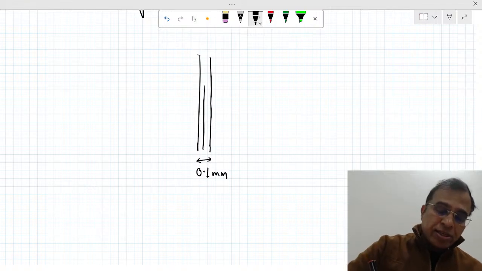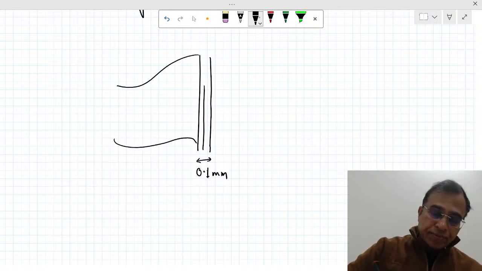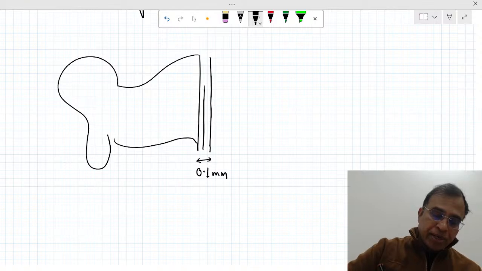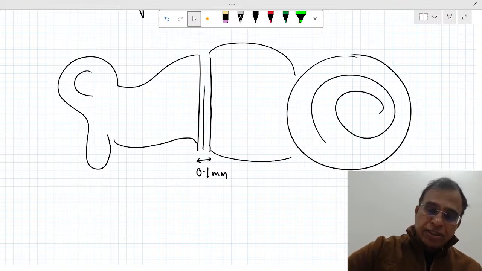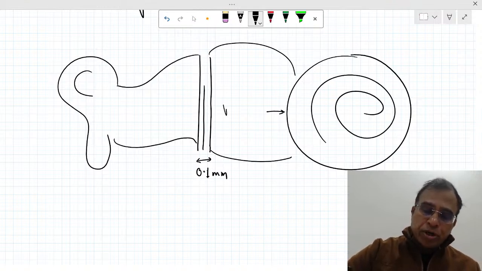So I can draw the external ear like this. This is a middle ear, pinna, there is a middle ear, and there is the inner ear with cochlea and the vestibule. So this is your promontory.